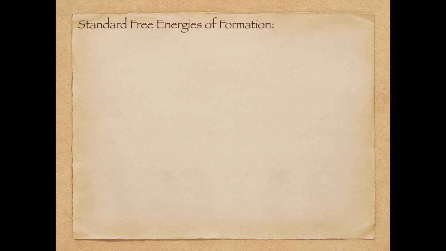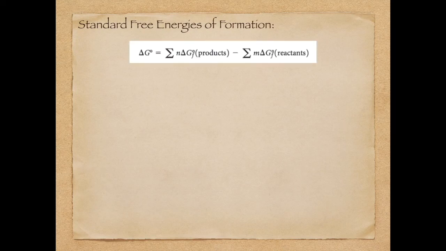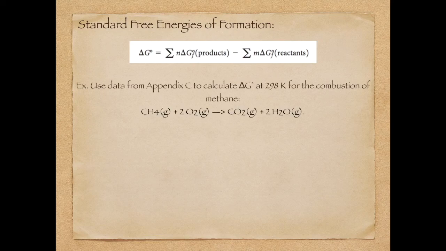So another way of calculating your change in Gibbs free energy for a reaction is by using the standard free energies of formation. Now, this equation should look extremely familiar to you. We did it for enthalpy changes, we did it for entropy changes, and now we're going to do it for Gibbs free energy. So let's look at an example. It asks you to use the data from Appendix C to calculate your standard change in Gibbs free energy at 298 Kelvin for the combustion of methane.